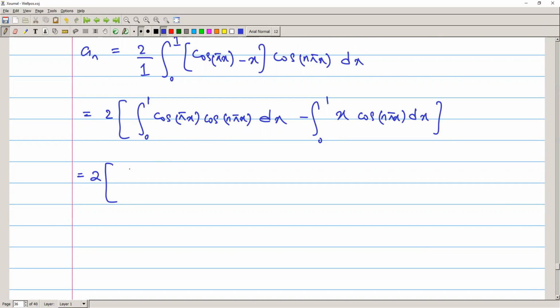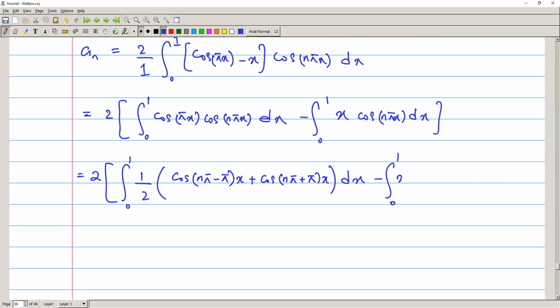Now we can write a formula for this to change the product into a sum. So it will be cosine n pi minus pi x plus cosine n pi plus pi times x dx, minus 0 to 1 x times cosine n pi x dx.